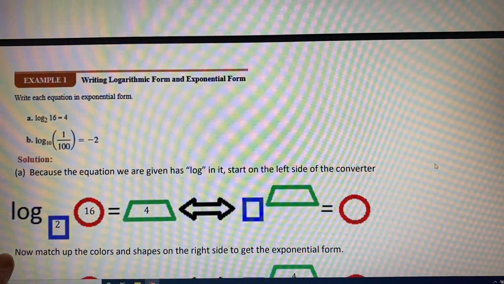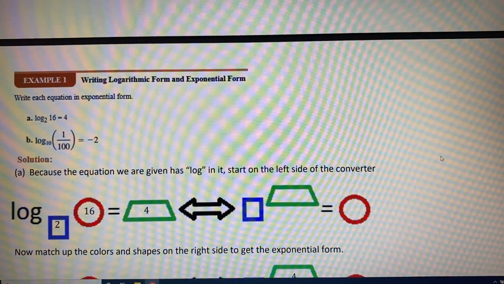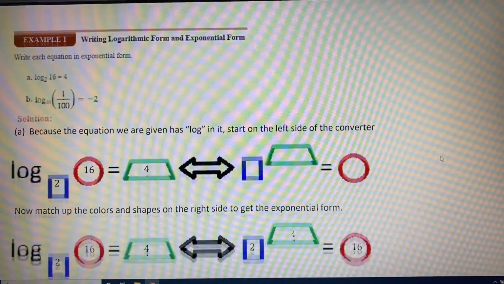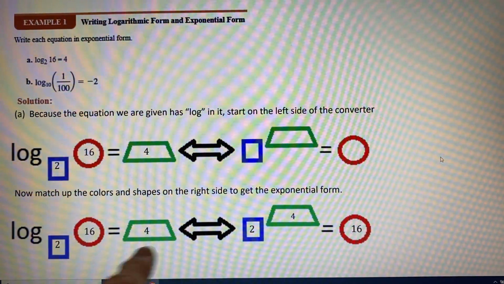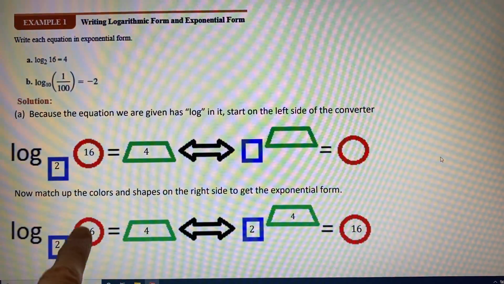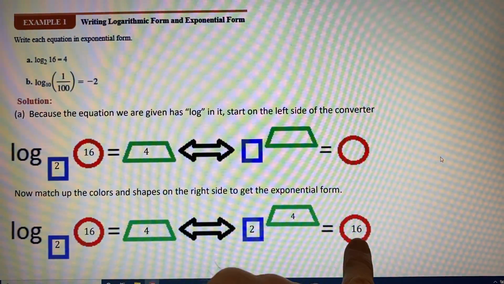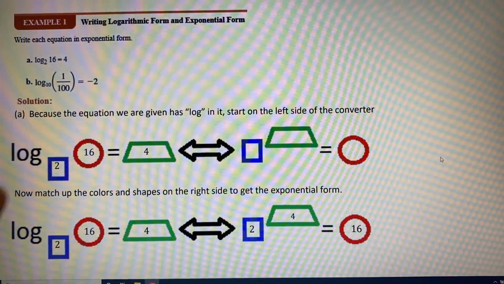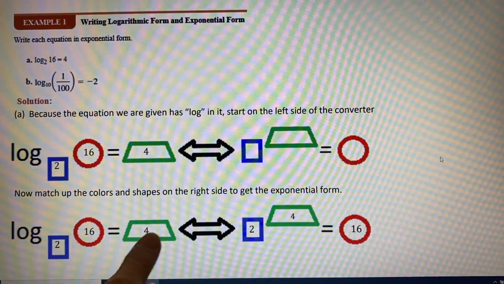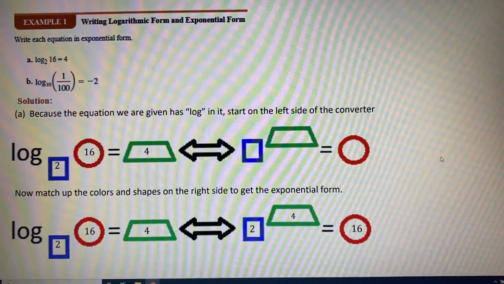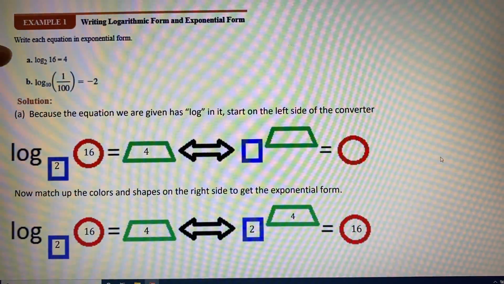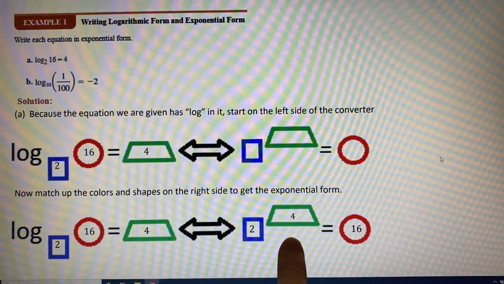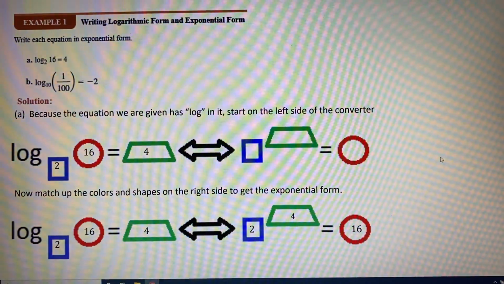Now match up the colors and shapes on the right side to get the exponential form of this equation. If there's a 2 in a blue box on the left, then you put a 2 in the blue box on the right. If there's a 16 in the red circle on the left, then you put a 16 in the red circle on the right. If there's a 4 in the green trapezoid on the left, then you put a 4 in the green trapezoid on the right. We now get a new version of the equation we started with. It is 2 to the 4th power equals 16.